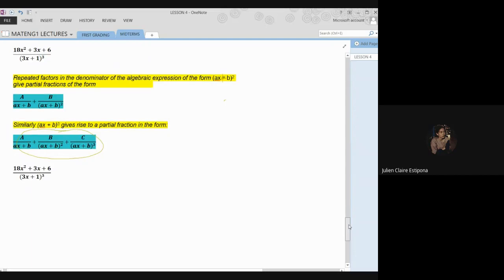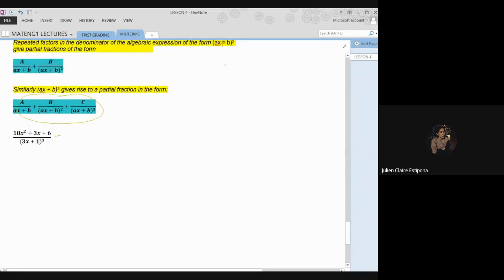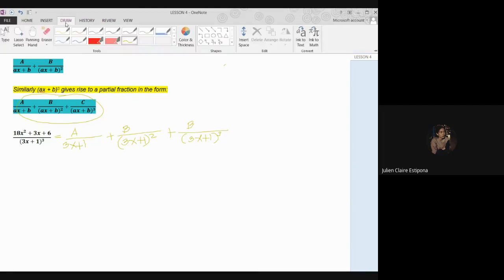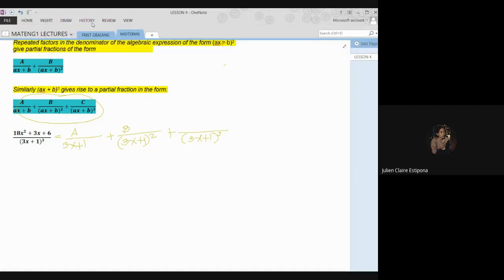Okay, so if we are going to rewrite this one, getting the partial fraction for that one, let us denote that one as a again. That is a all over 3x plus 1, that is linear, plus b all over 3x plus 1 quadratic, plus c all over that is cubic already, so that is 3x plus 1 all raised to 3.